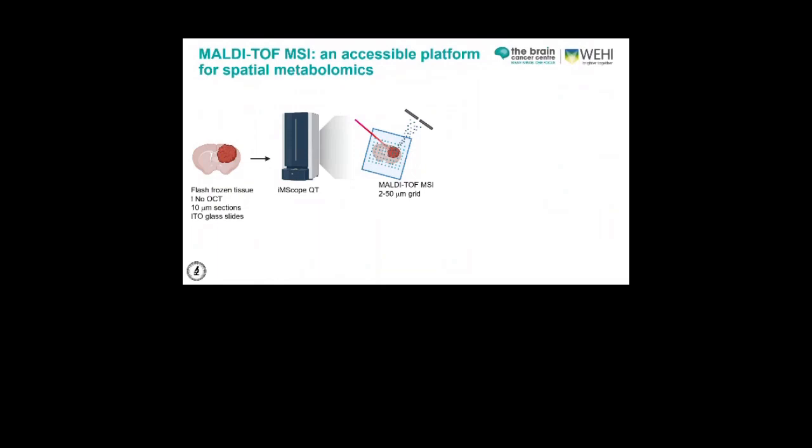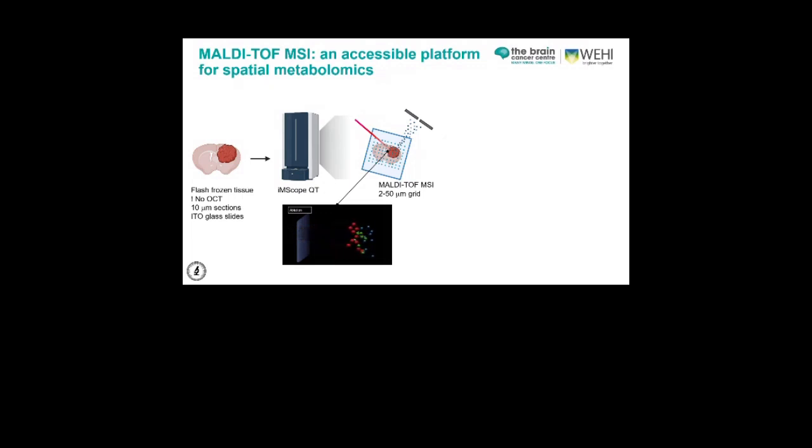What you do for MALDI-TOF is you have your frozen section, you mount it onto a glass slide, and then you embed it into a matrix. Importantly, the matrix is just a material that will allow the desorption and ionization of the metabolites on the sample surface.